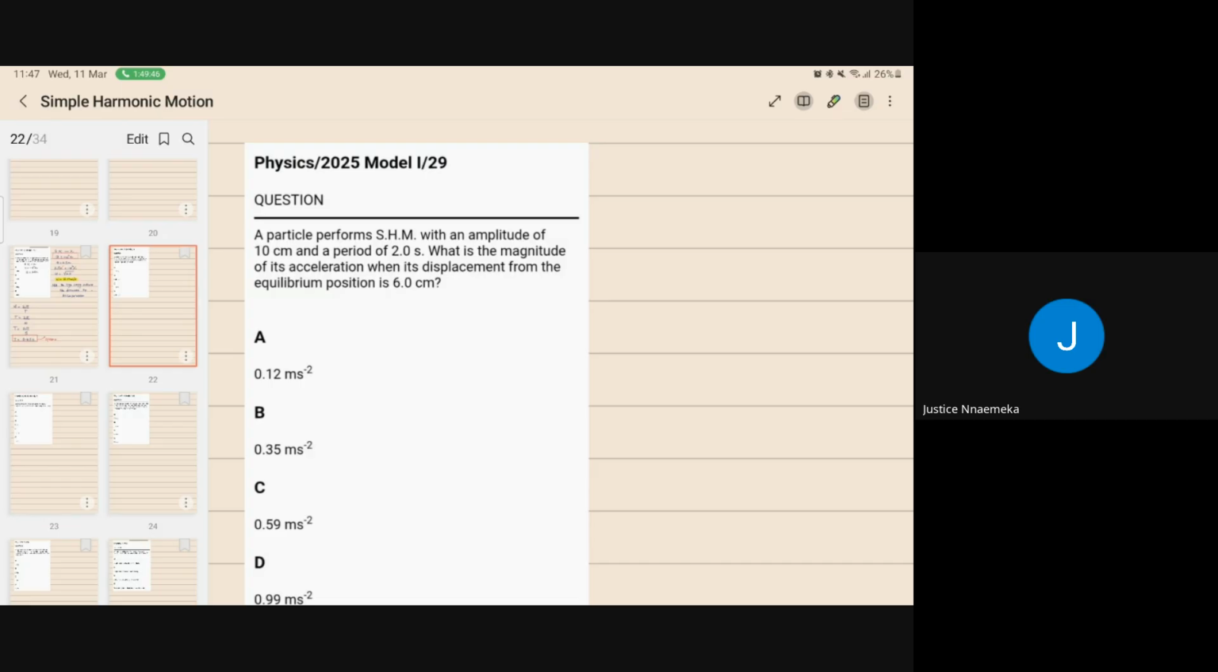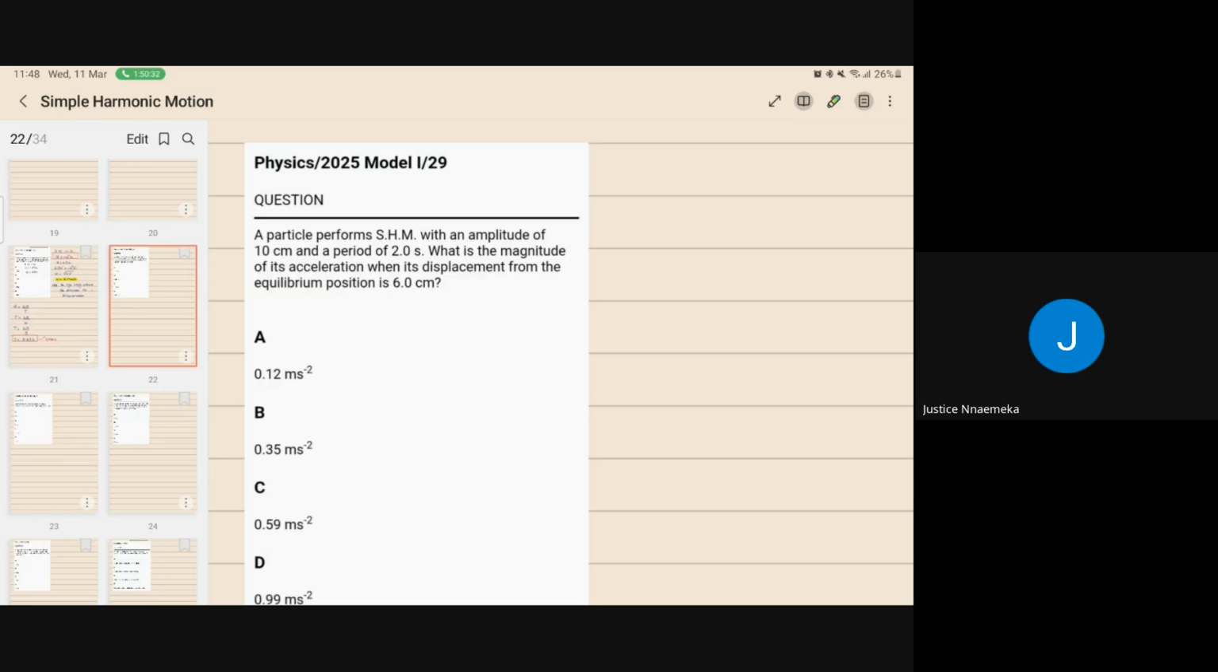We've answered this one. So this one says that a particle performs simple harmonic motion with an amplitude of 10 centimeter and a period of 2.0 seconds. Are we there? Then we are asked to estimate what? It is 6.0. Okay. Do you guys want to try? Or should I go ahead and solve? Okay, Mesha is giving thumbs up. Okay, no problem.